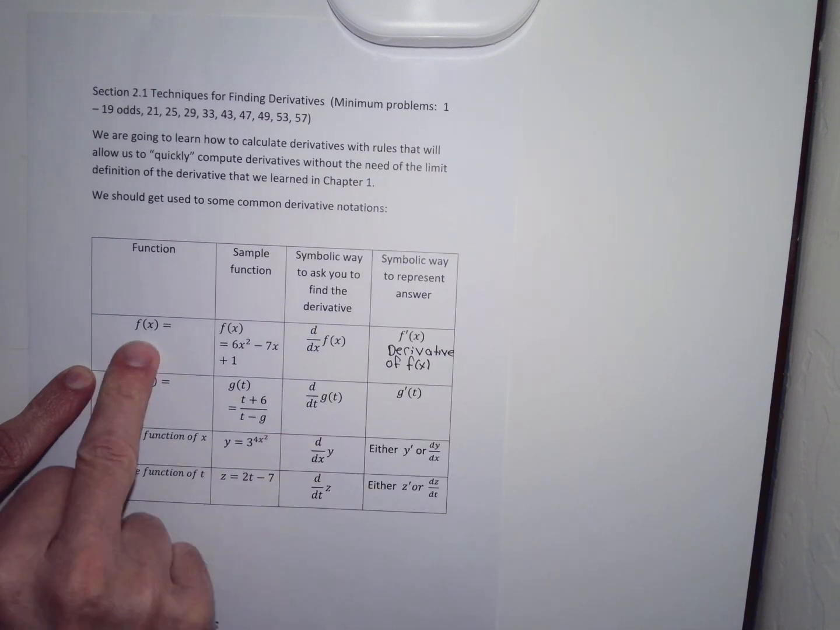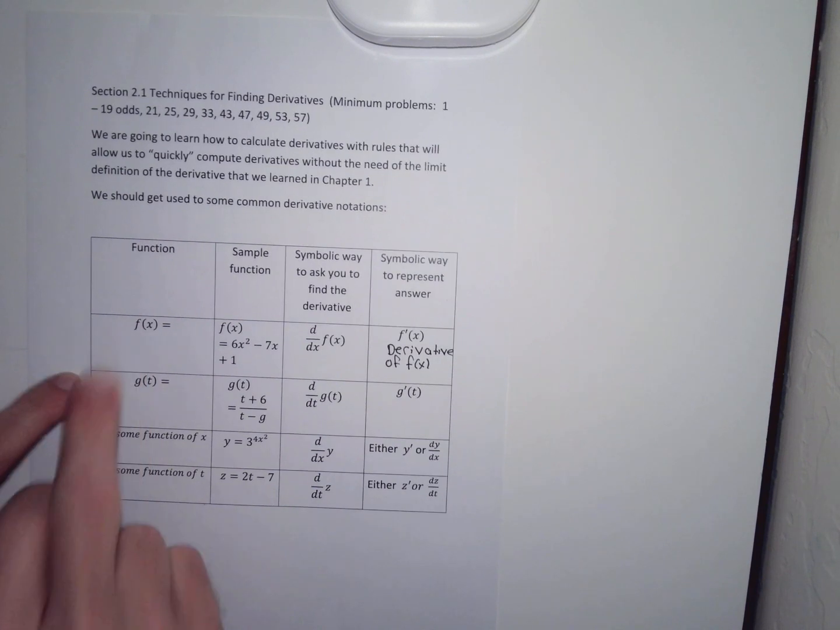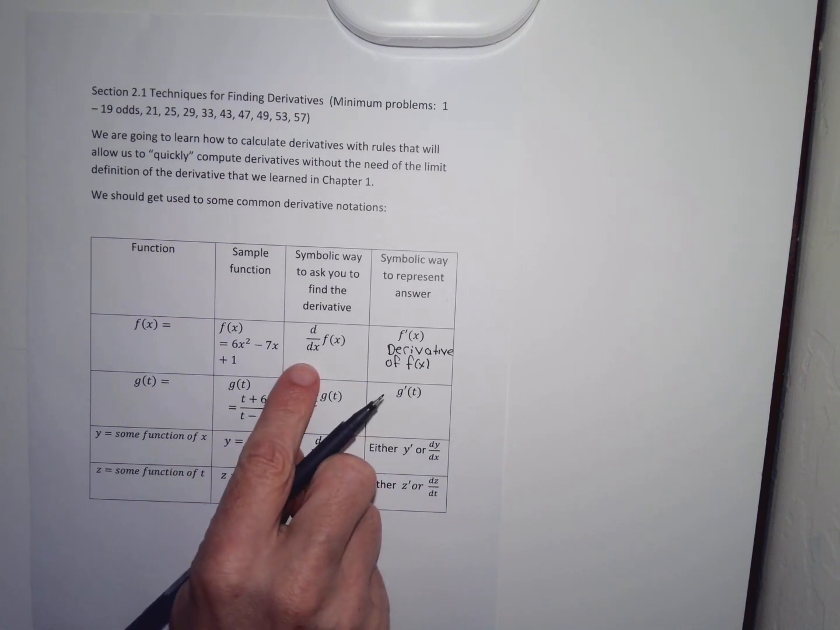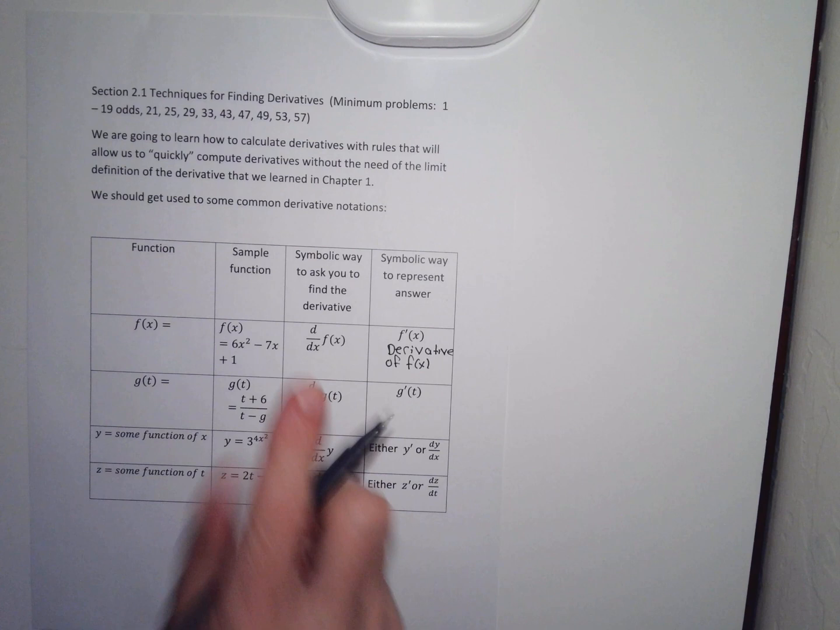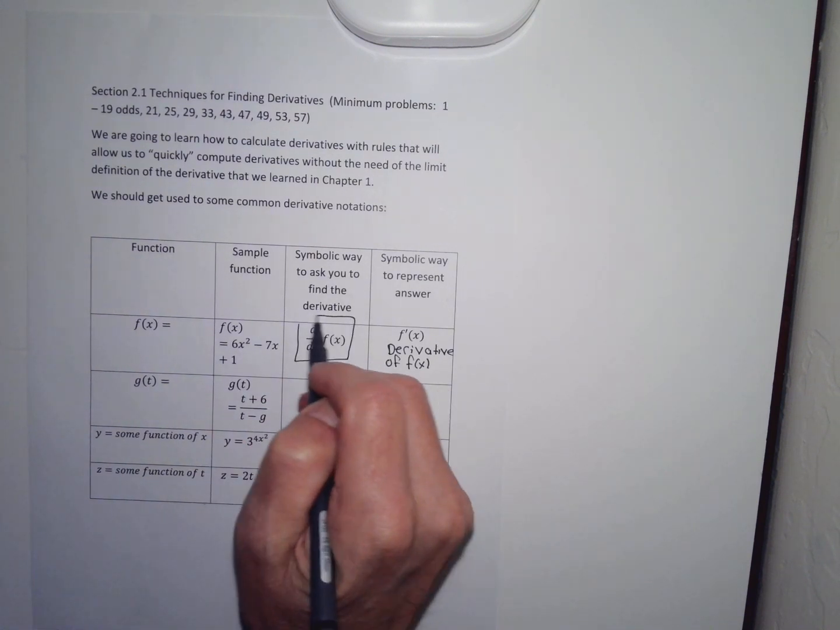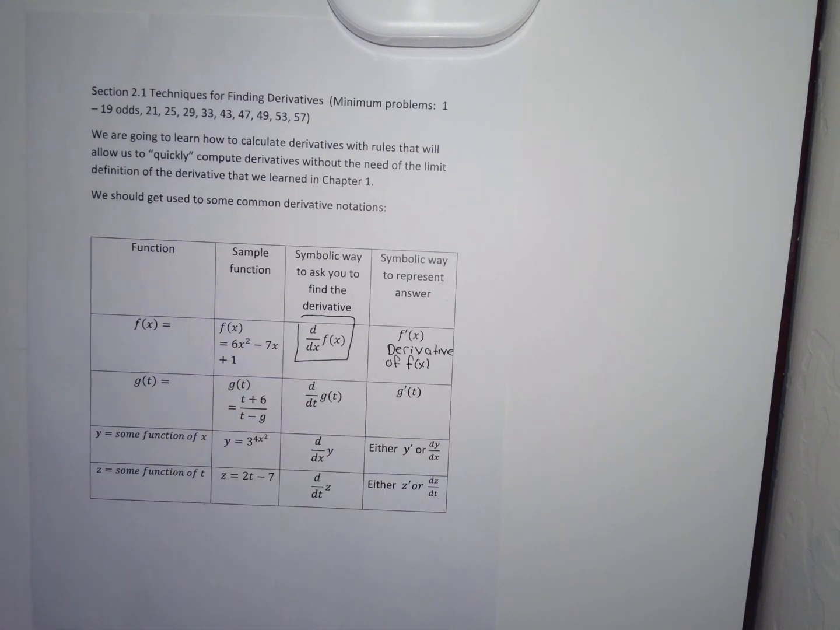In chapter 1, I maybe wrote a sentence to ask you to find the derivative. I'd say, find the derivative of the function f of x, or find the equation that will help you get the slope of the tangent line, or find a formula for the instantaneous rate of change, all different ways of asking you to find the derivative. This would be a symbolic way to ask you to find the derivative. This is an efficient way. If I wrote this down, this means to find the derivative of the function f of x.